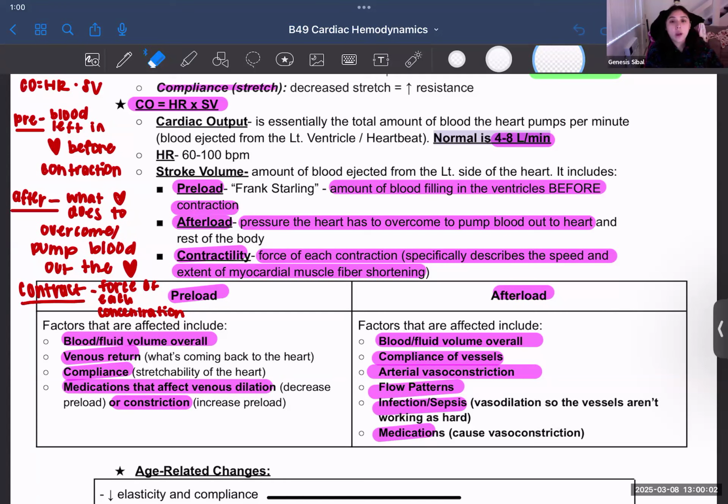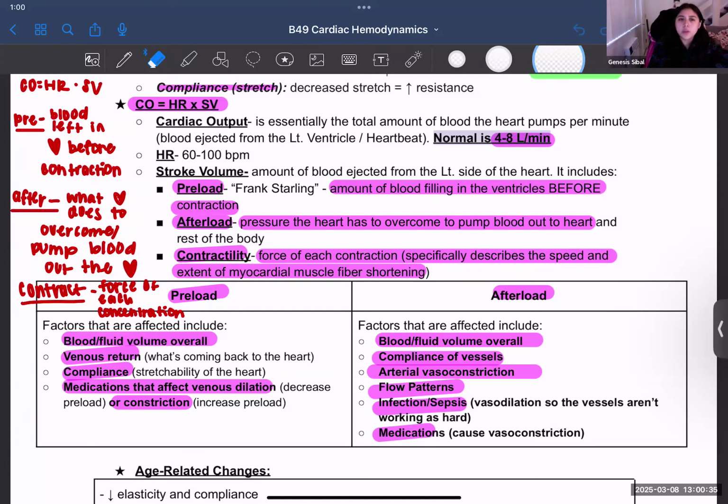So again, you know that it goes from your left ventricle to the rest of the body through the aorta and all that. But if you have some vessel damage, or let's say they're very constricted, now the heart has to work even harder to get this blood out to the rest of your body, because maybe your aorta has some damage to it and all of those vessels are super constricted. So now the heart has to work even more. That's what we're talking about with afterload. It's the pressure the heart has to overcome to pump the blood out.